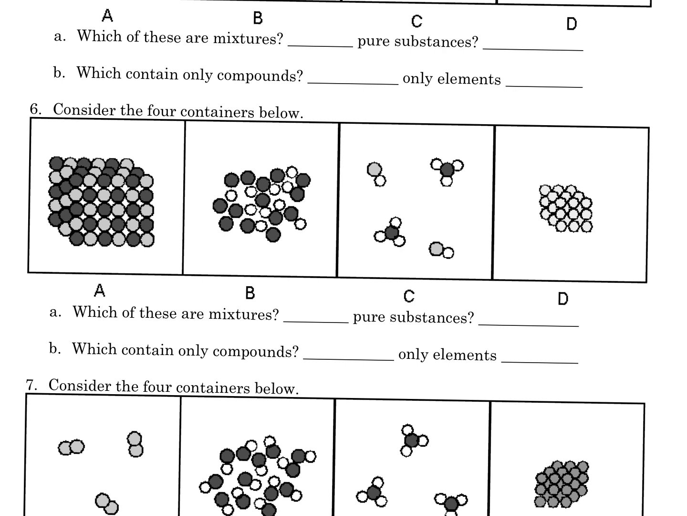And what are only elements? Well, B contains a mixture of elements. We've got the dark elements and the light elements. It's just a mixture of elements. D is just a stack of elements. This would be like a solid element. You know, like each one of these dots could be an iron atom, and this would be a solid iron material, okay?